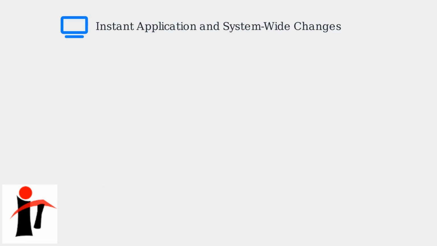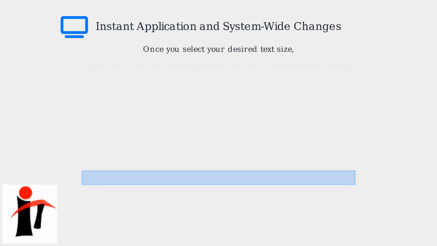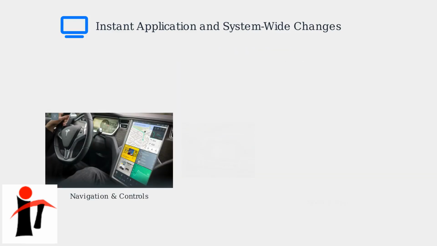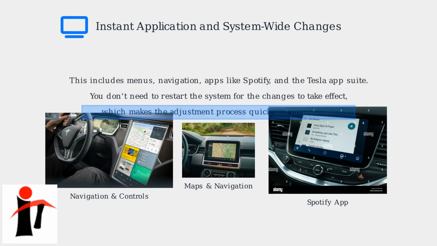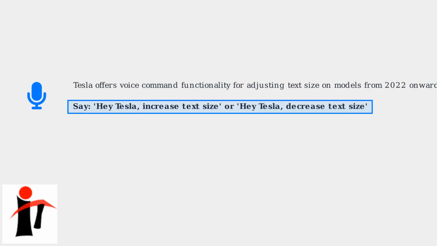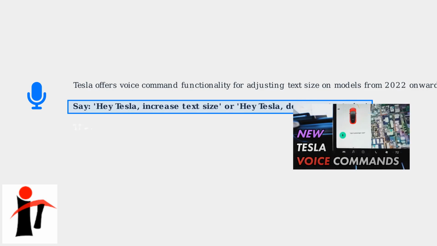Once you select your desired text size, the change applies instantly across the entire infotainment system. This includes menus, navigation, apps like Spotify, and the Tesla app suite. You don't need to restart the system for the changes to take effect, which makes the adjustment process quick and convenient.